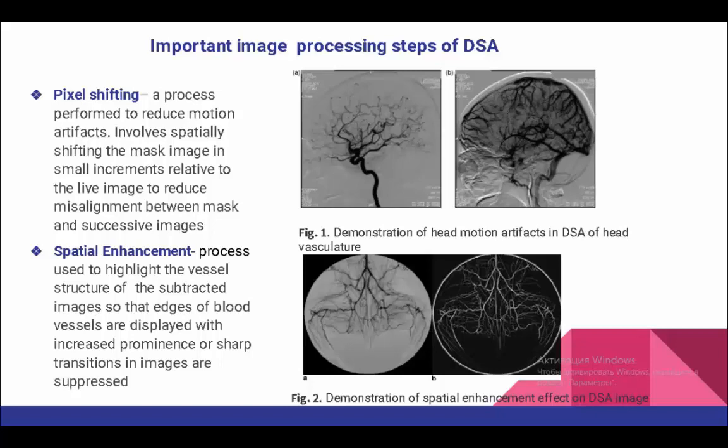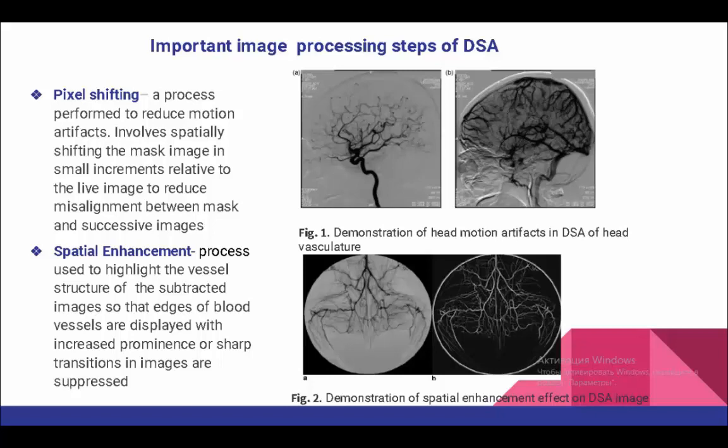However, it's not the case, and the patient's body can move during the imaging process, and these imaging artifacts look something like this. Pixel shifting is a process performed to reduce motion artifacts. This involves spatially shifting the mask image in small increments relative to the live image in order to reduce the misalignment between the mask and successive images.